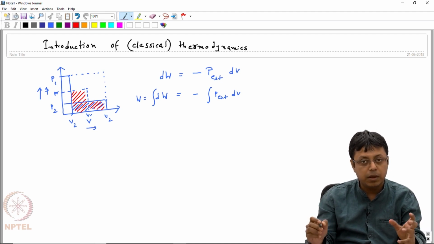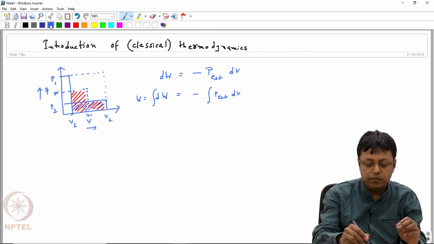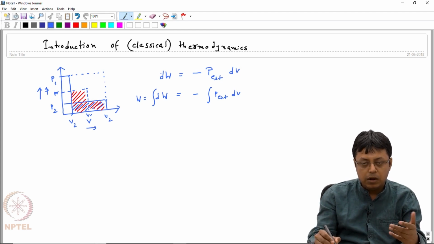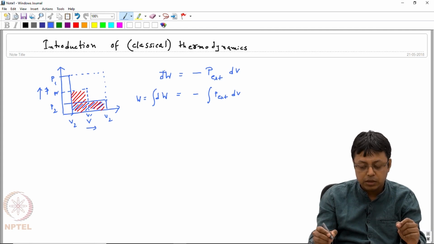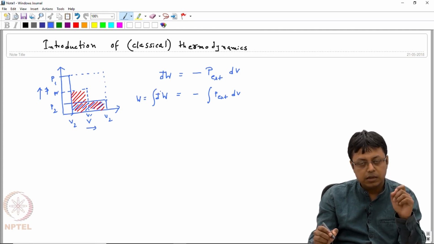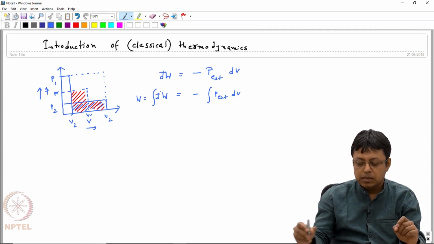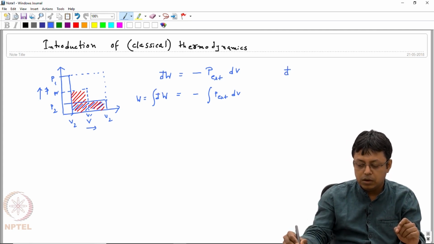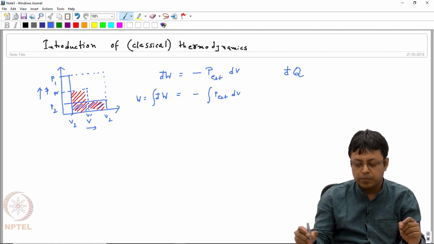So work done is a path function, and that's why the differential we are writing is not a mathematically exact differential. So it's an inexact differential, and that's why we use a cross sign. Similarly, for heat withdrawn or heat supplied to the surrounding, that also we write as d cross Q.